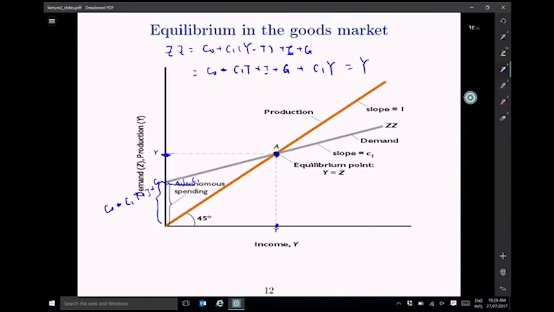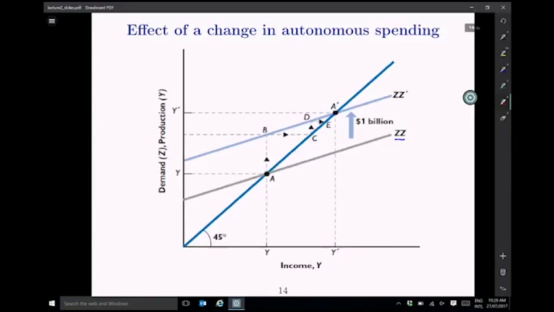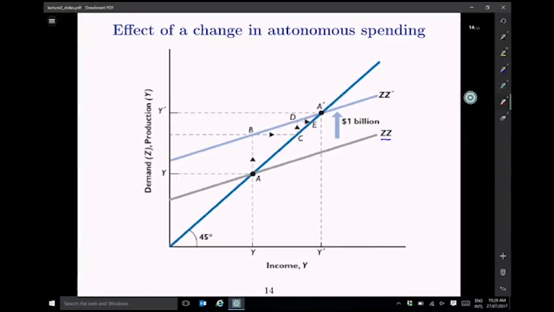Back to this one, look at here. In aggregate demand, government spending is here, right? It's part of the intercept, right? It doesn't affect slope at all. Slope is C1. So the increase in government spending will shift up this aggregate demand schedule, right? So slope remains the same as C1, but intercept increased by 1 unit.